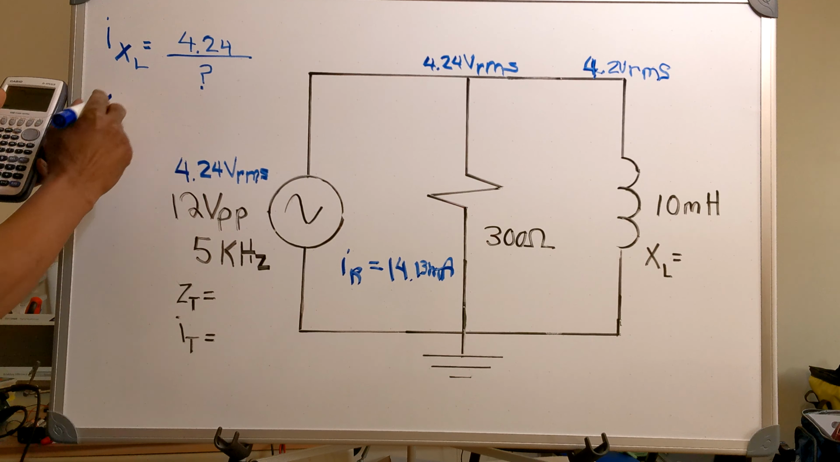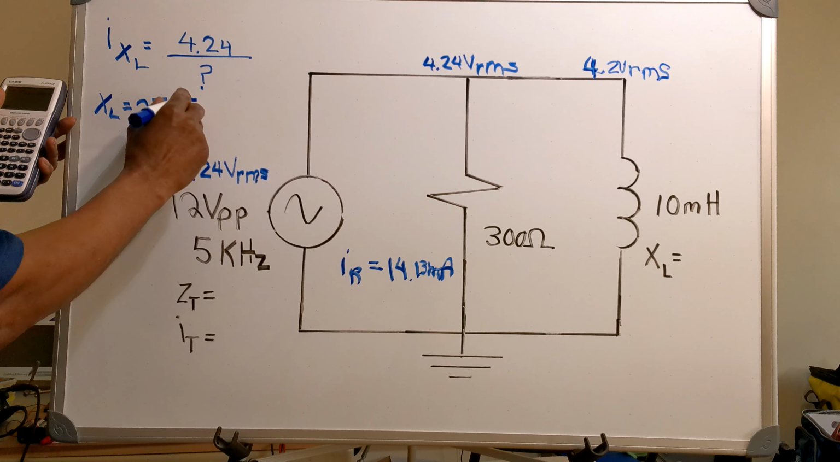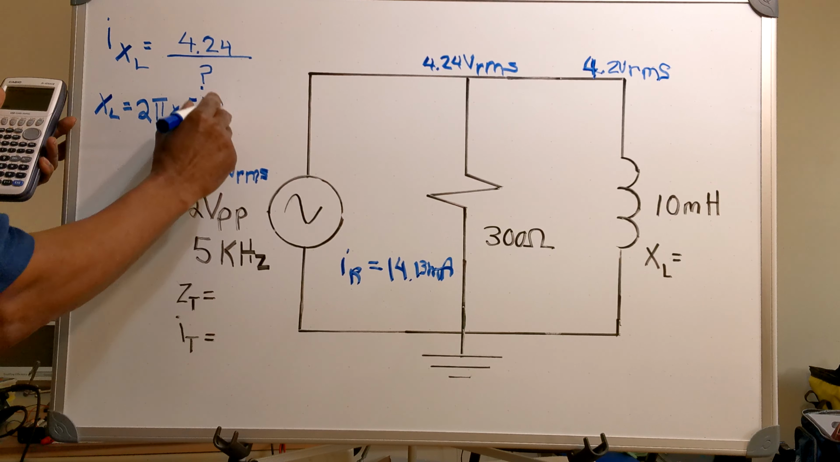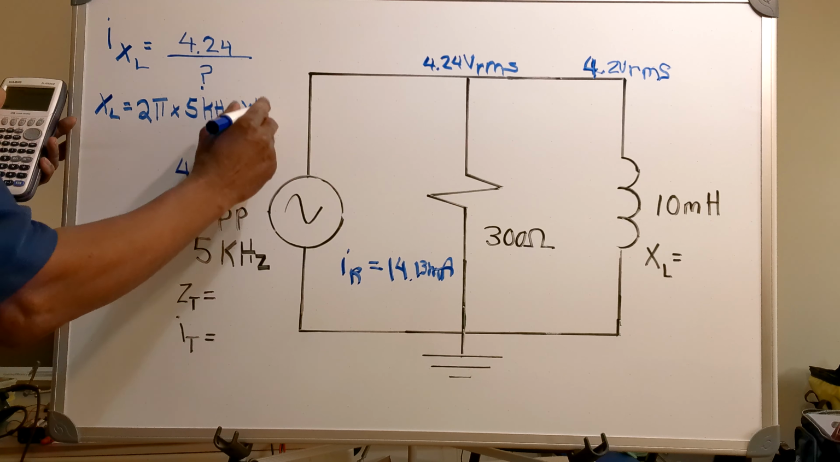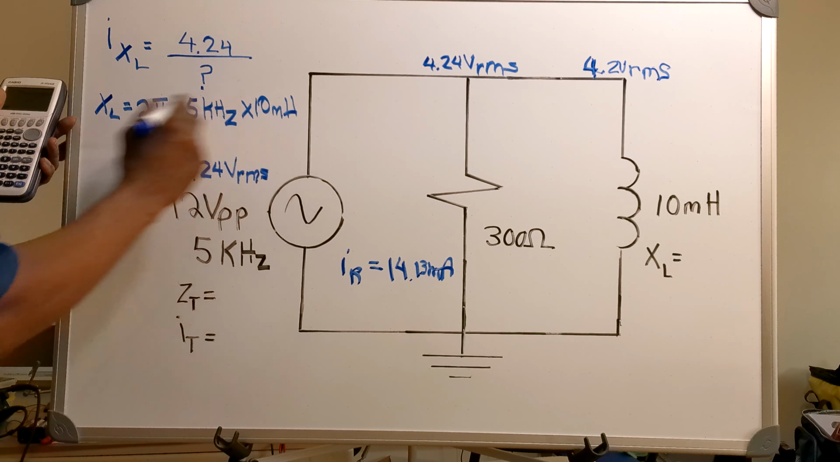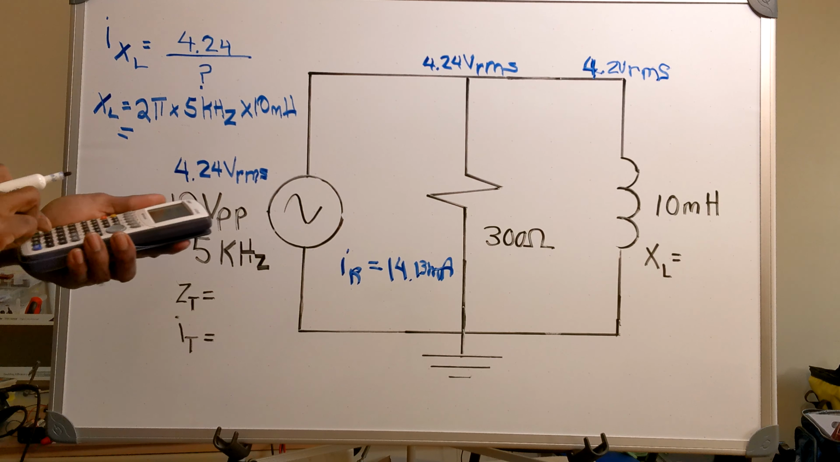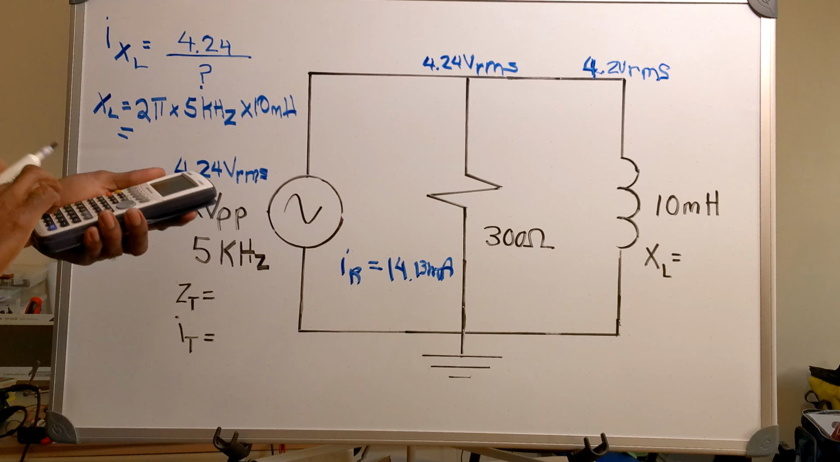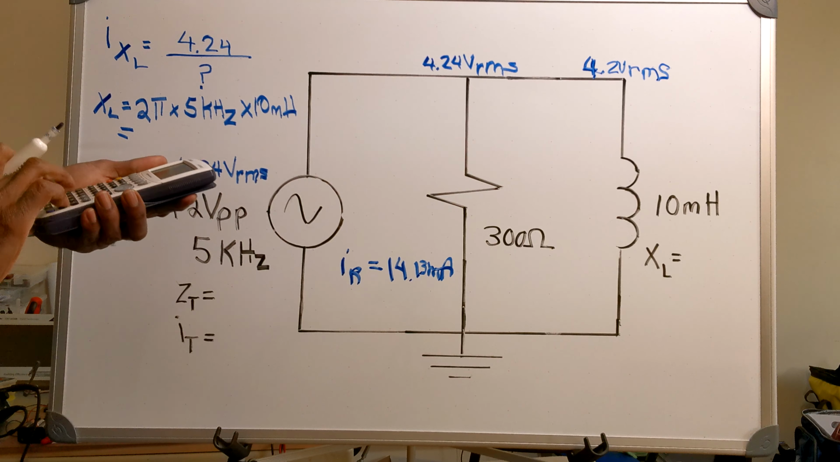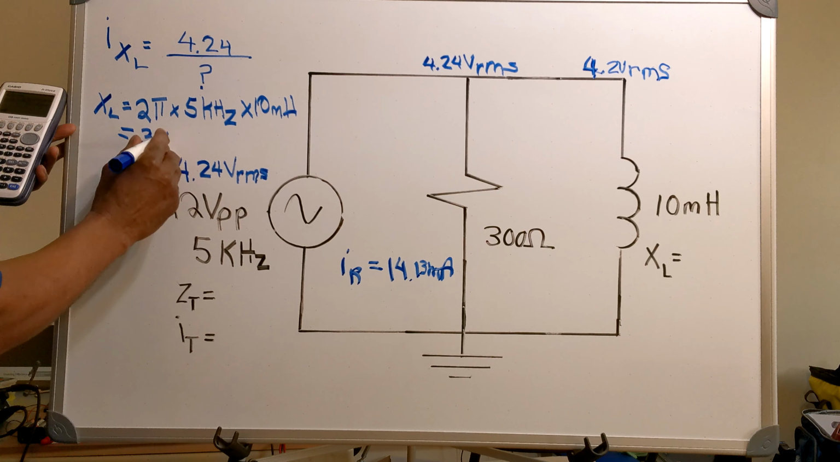So my XL equals 2 pi times 5 kilohertz times 10 millihenries. That equals 314 ohms.